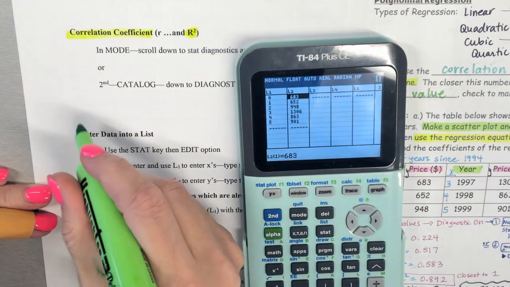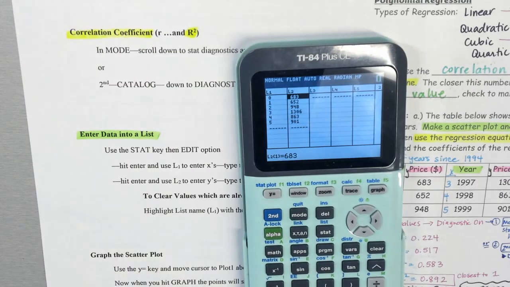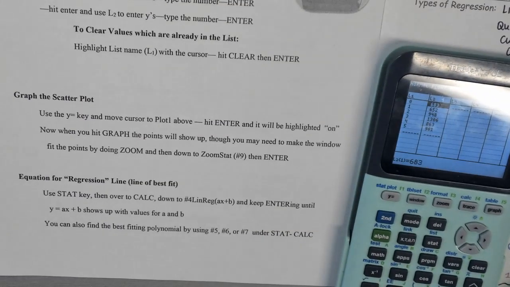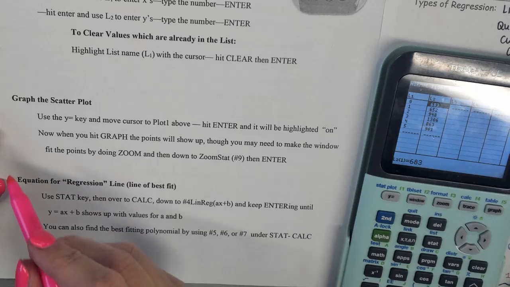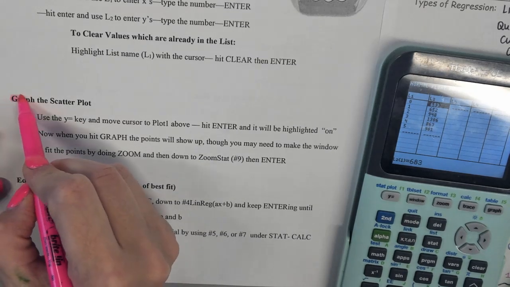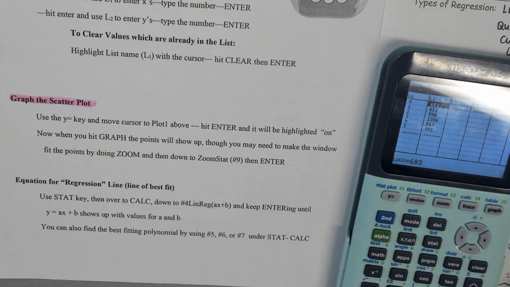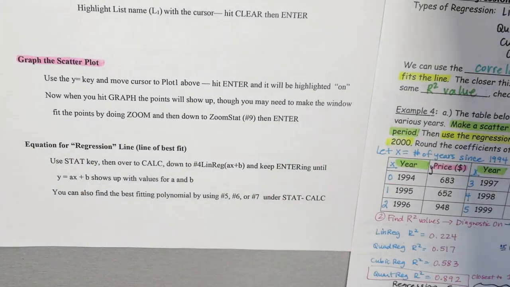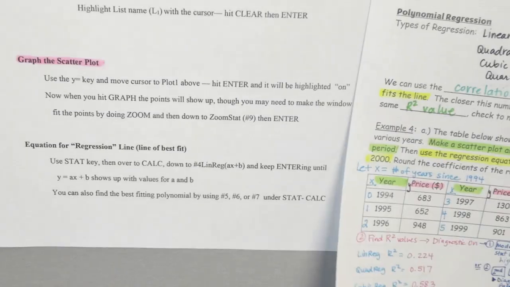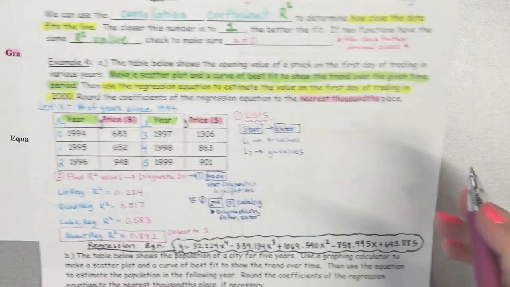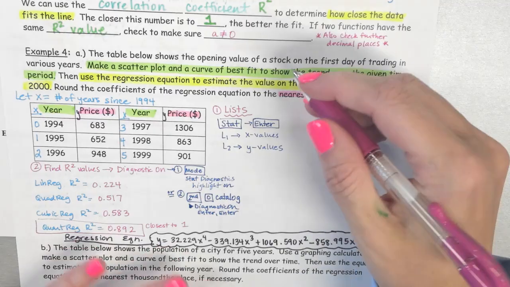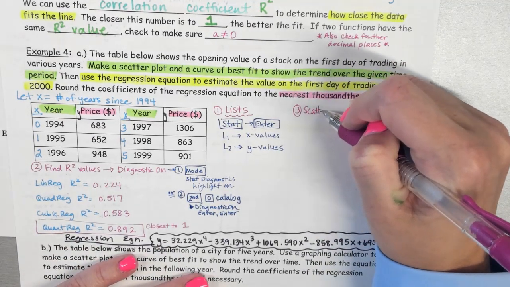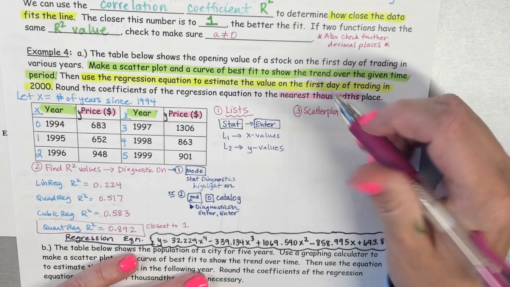So this is entering data into the list. Okay, and then we are going to graph the scatter plot today. Okay, so on your sheet, we already wrote some of this down. We're going to go over that again. Okay, if you did not write this down yesterday, this is going to be step 3, which is called the scatter plot.